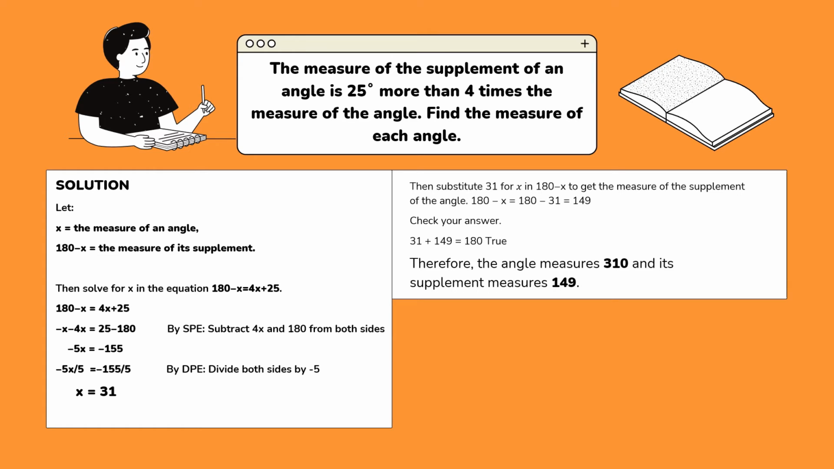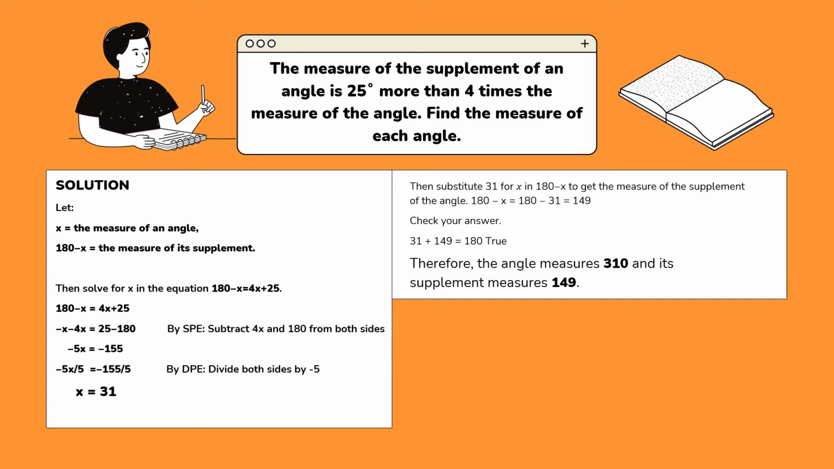So check our answer, or your answer. 31 plus 149 is equal to 180. Okay, therefore, the angle measures 31 degrees. Okay, and its supplement measures 149 degrees. That is very good.